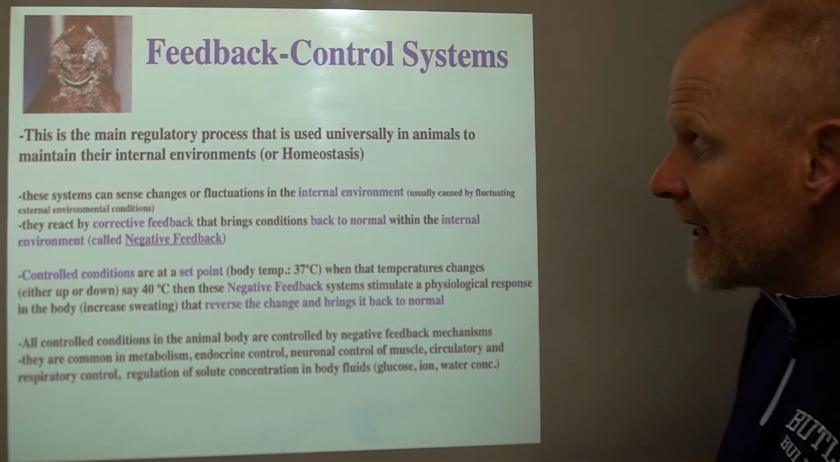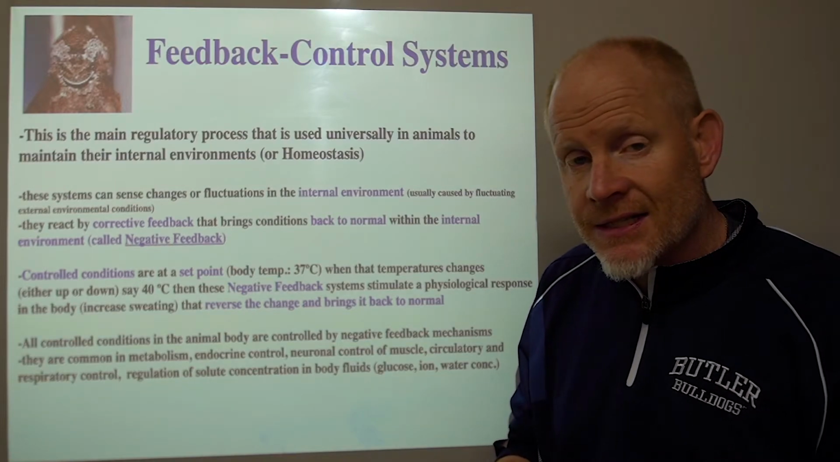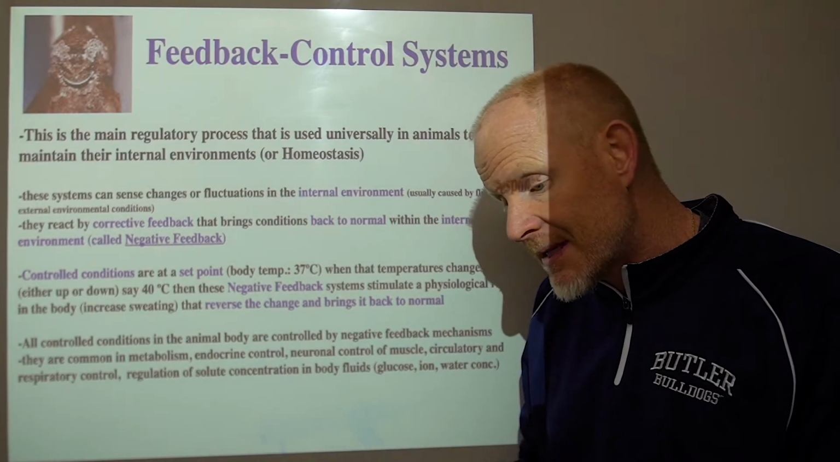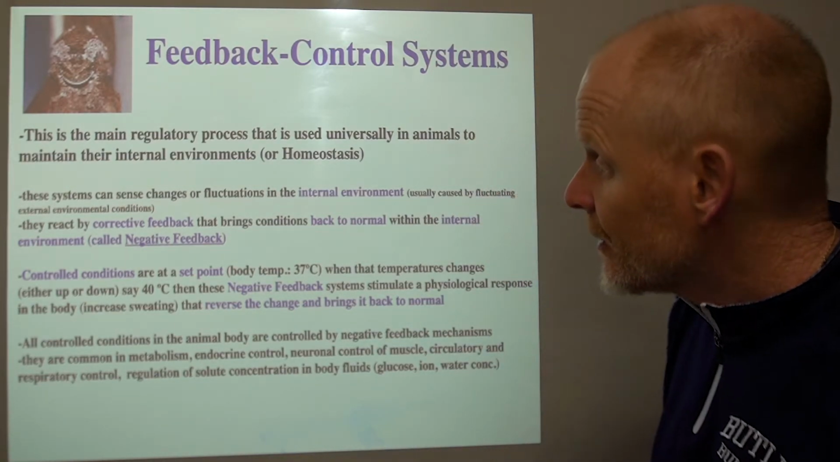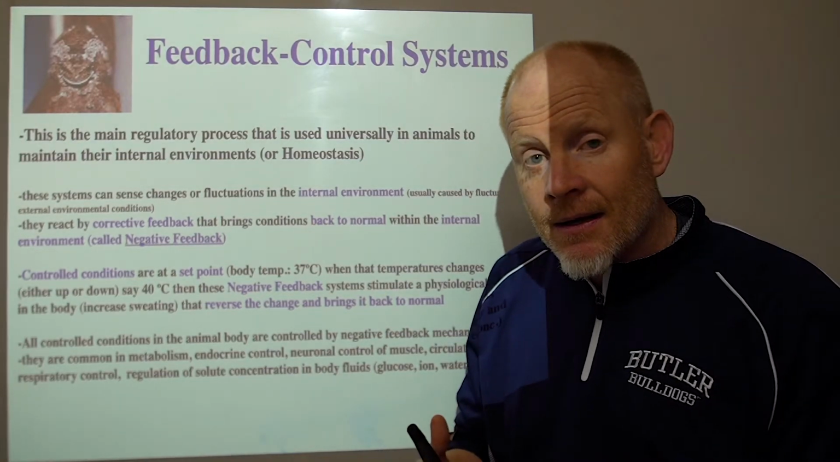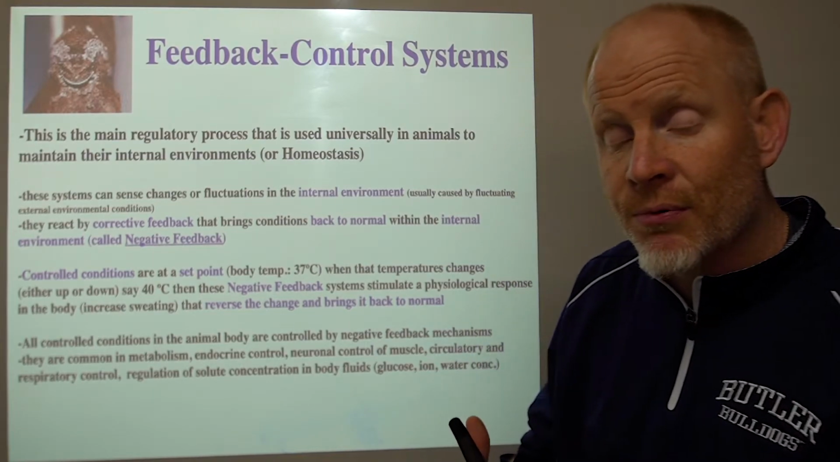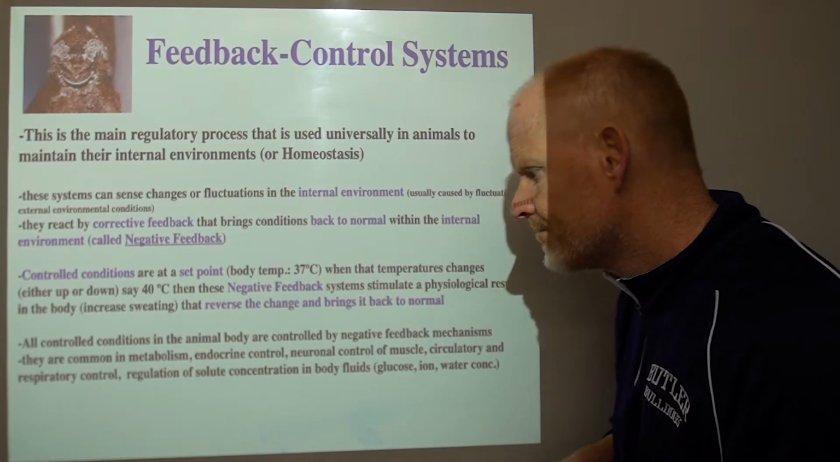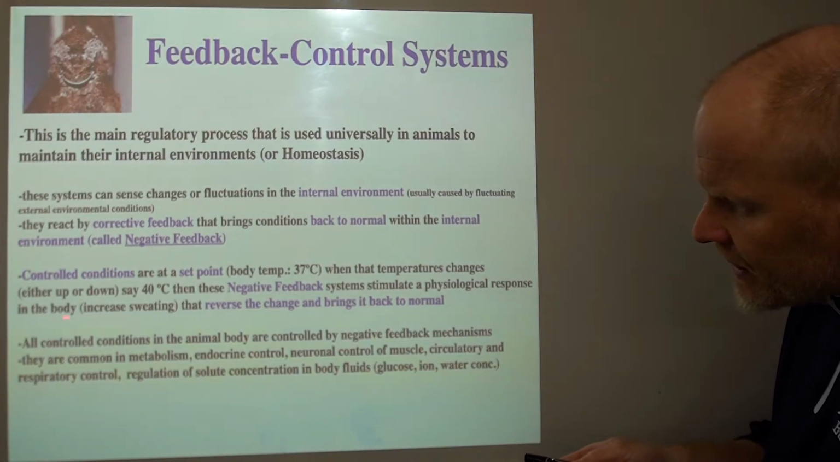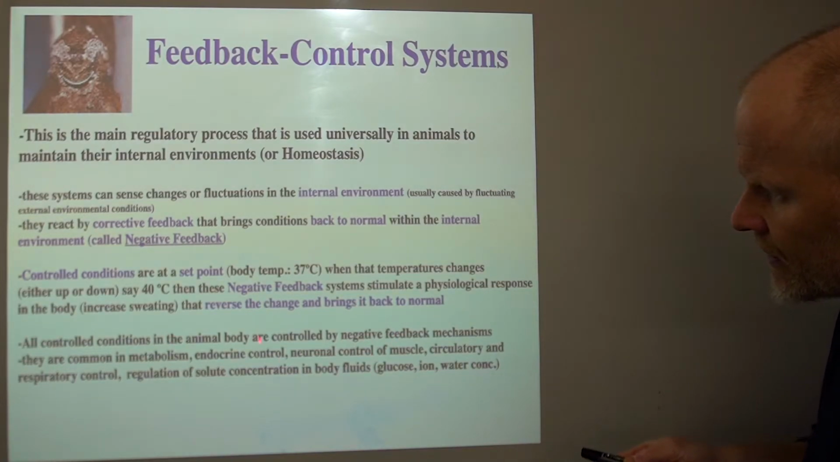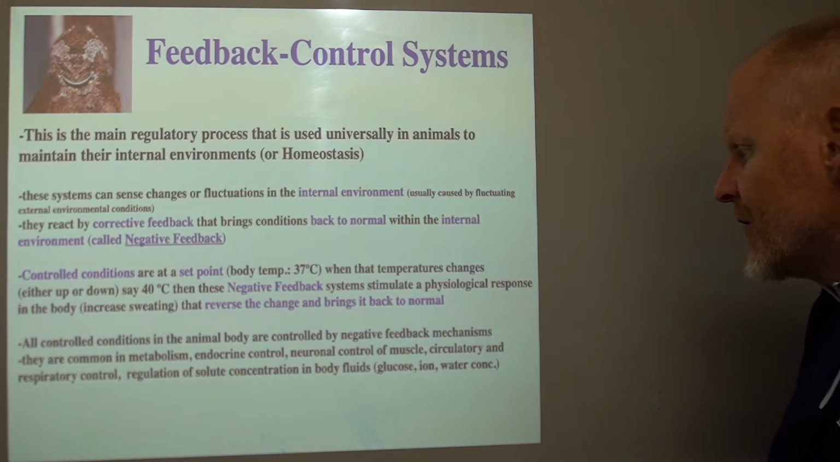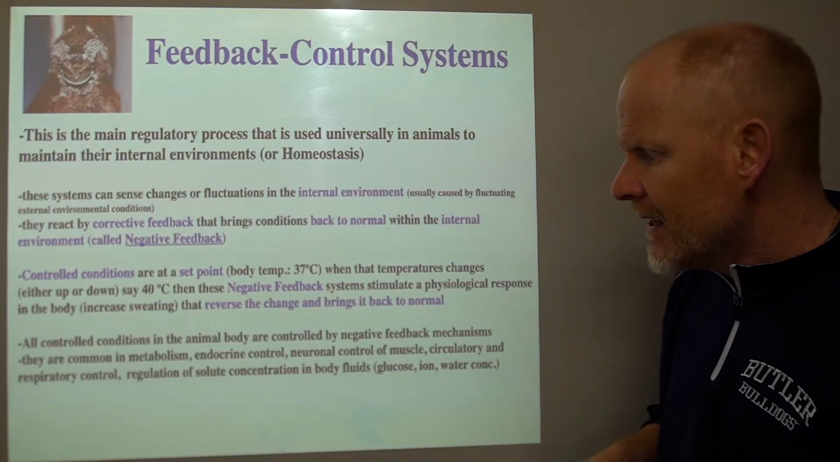Anything that changes your body temperature all of a sudden, if your body temperature rises to 40 degrees Celsius or drops down to 35 degrees Celsius, your body's going to respond through a negative feedback loop to send corrective feedback to bring your body temperature back to normal. So all control conditions in animals are going to be monitored and corrected using negative feedback mechanisms.